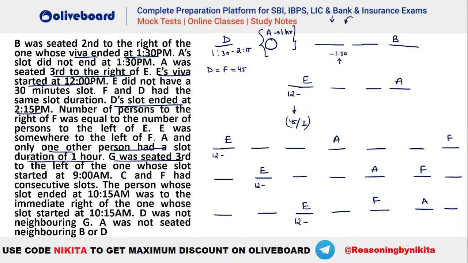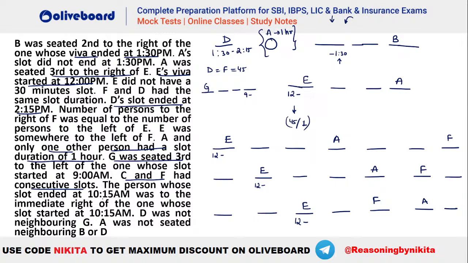G was seated third to the left of the one whose slot started at 9 a.m. So G has to be third to the left of 9 a.m. here. C and F have consecutive slots. Okay, C and F have to be consecutive slots. We will use this particular information later.